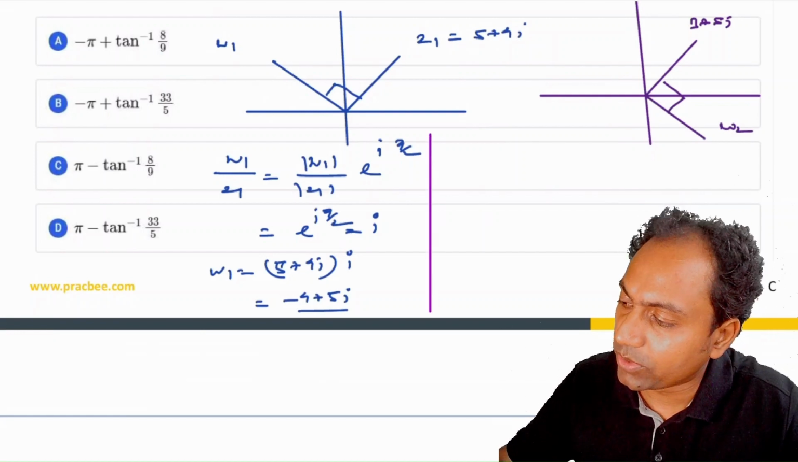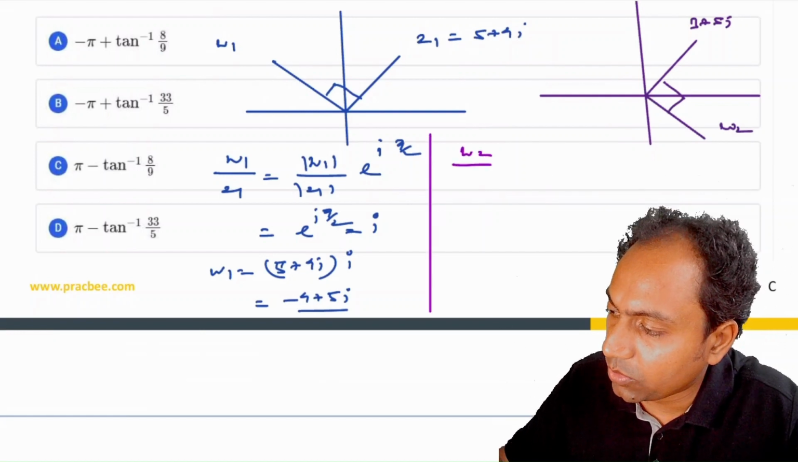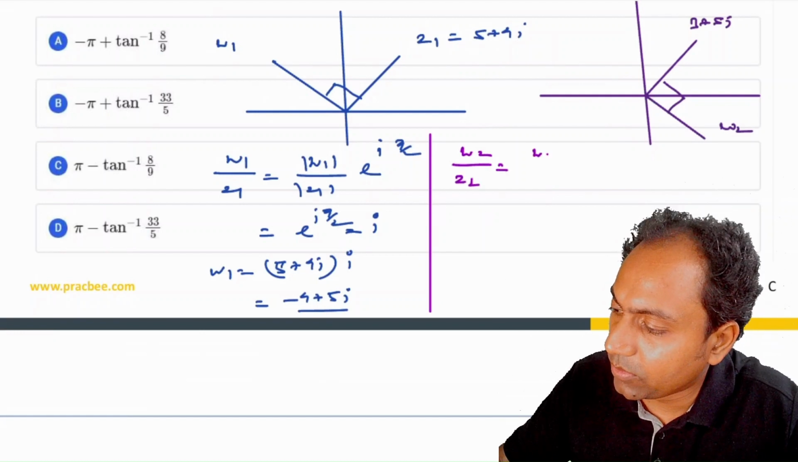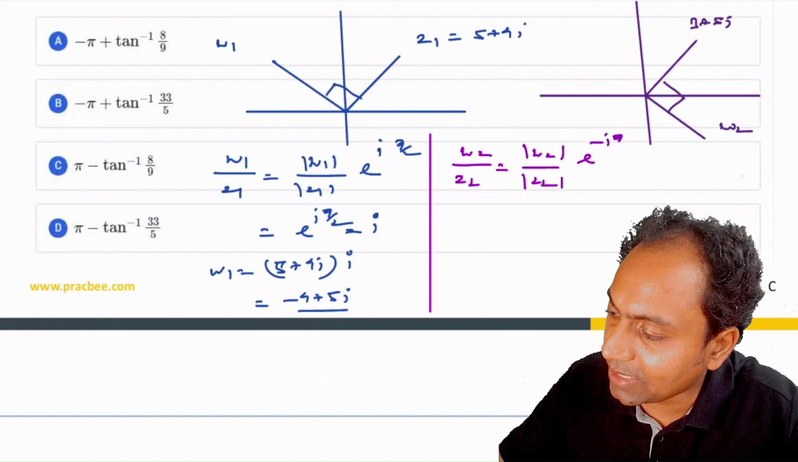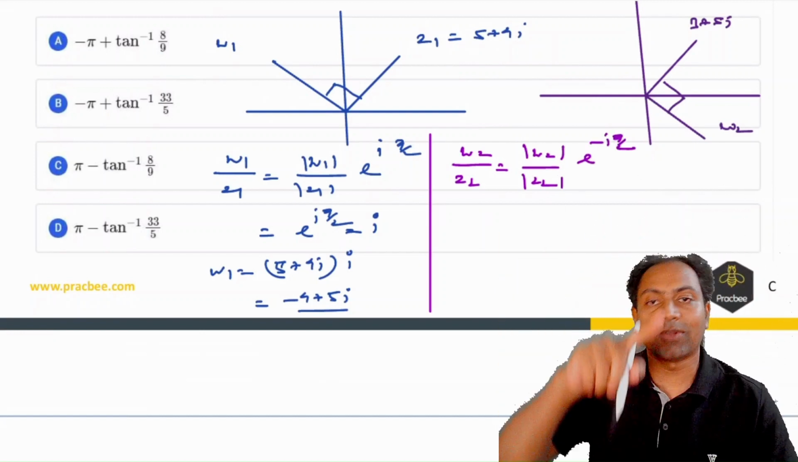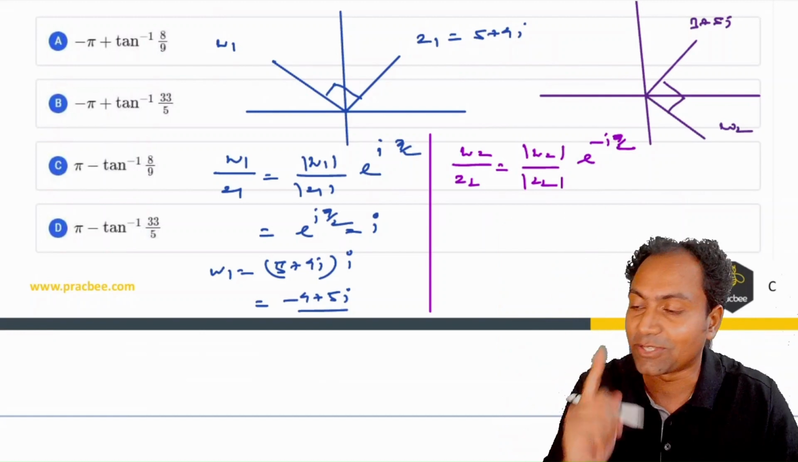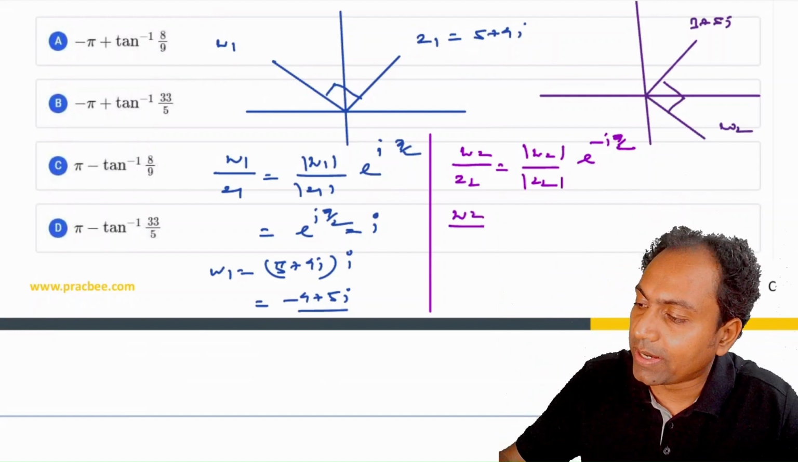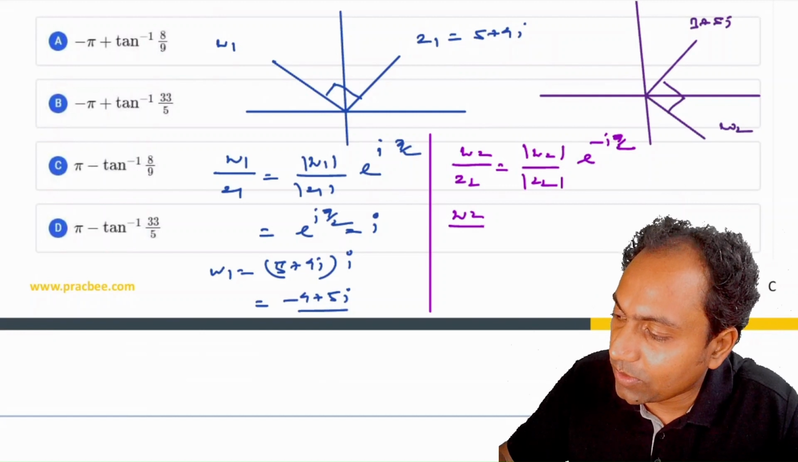Now we can do the same kind of calculation for the W2 part. Here also, if I apply rotation, it is nothing but W2 by Z2 is nothing but mod W2 by mod Z2 times e raised to the power minus I pi by 2, because now the direction is reversed. Now we are going in clockwise direction, so the angle will become minus pi by 2. If I put these values, again mod of Z2 and W2 are equal, and Z2 was equal to 3 plus 5i.